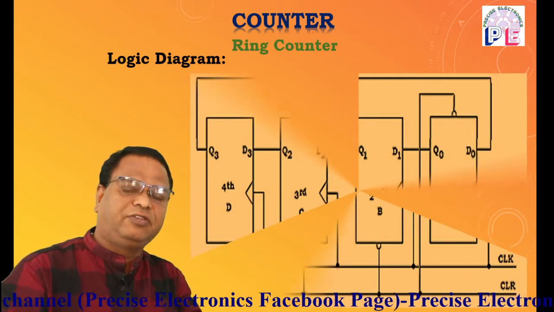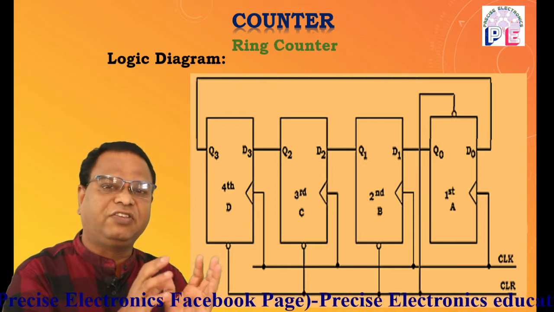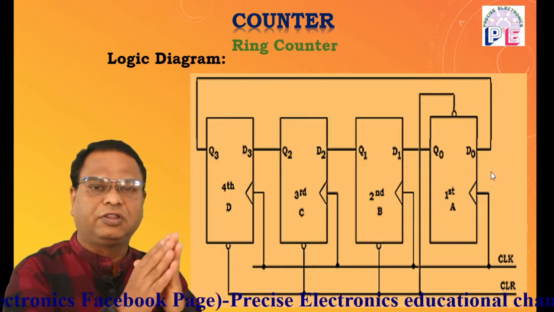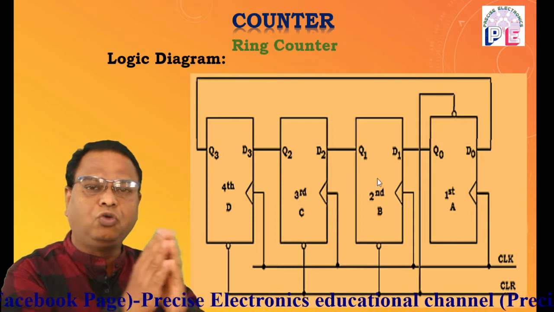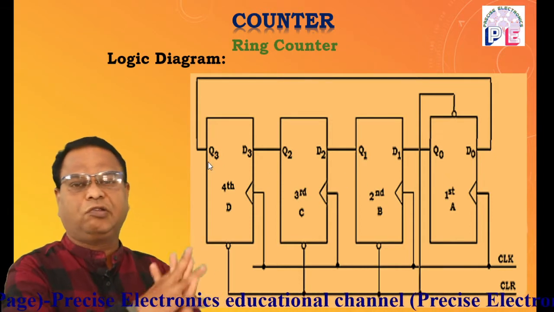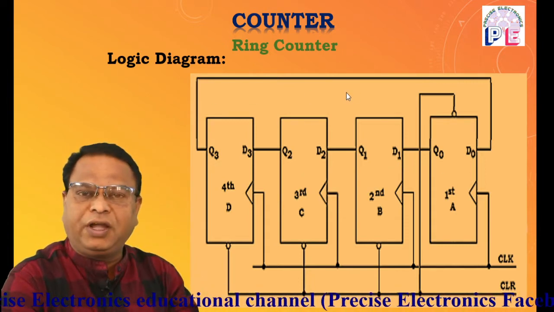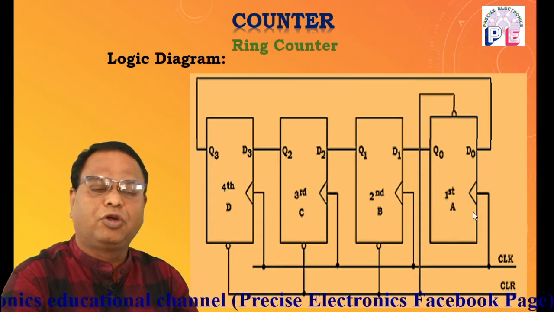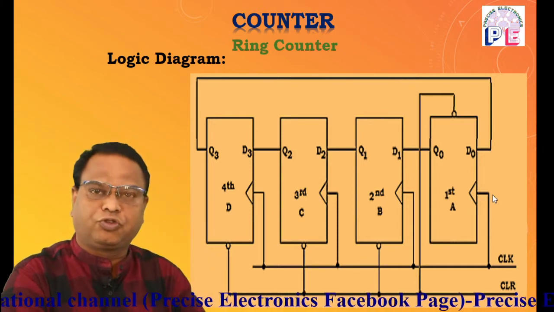A ring counter is basically a shift register, and in this case it is a left shift register because the bits or the clock pulses move from right to left. That's why it is known as a left shift register. In this logic diagram, it is clear that as we are going to study a 4-bit ring counter, 4 D flip flops are used, because in a shift register we have to use D flip flops.